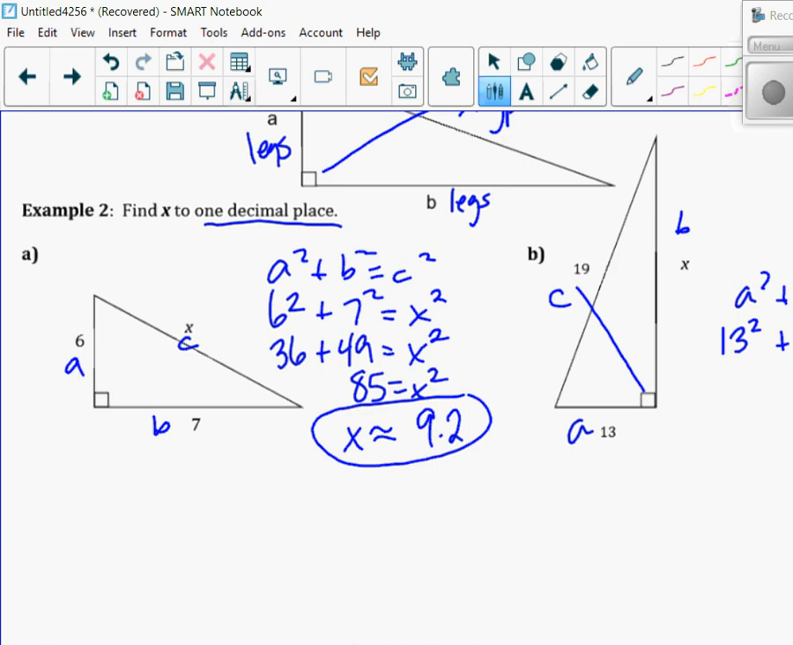Are we good with what I did? Yeah? Okay. So 169 plus x squared equals 361. So how do I get what x squared is? What do I do in the next step? I need to subtract 169 from 361. So I get 192. And then how do I go from x squared to x again? Square root it. Yeah, so what did we get? 13.9.